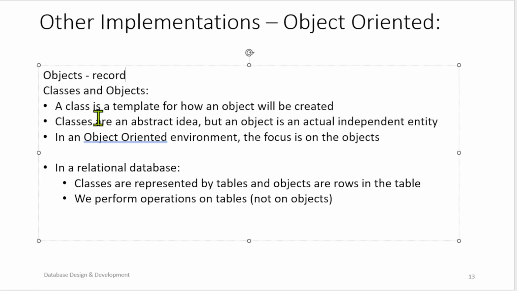Again, classes are an abstract idea, but the object is an actual independent entity. And in an object-oriented environment, the focus is on objects. We're not focused on tables and all those kinds of relationships. In a relational database, classes are tables and objects are the rows in the table. We perform operations on tables, not on objects. That's the relational database. That's the difference.